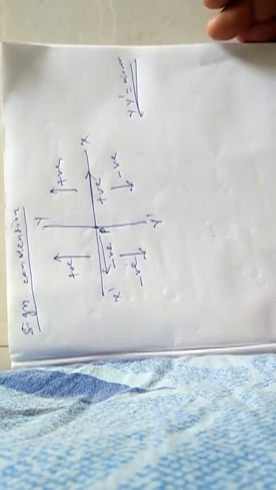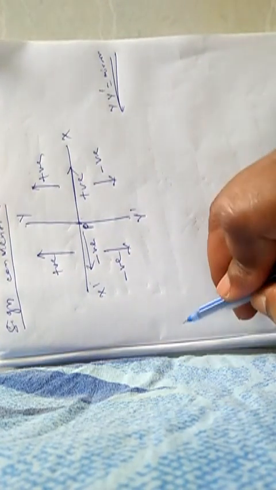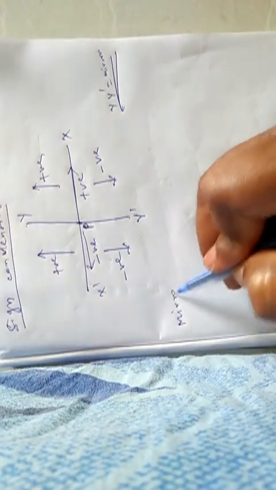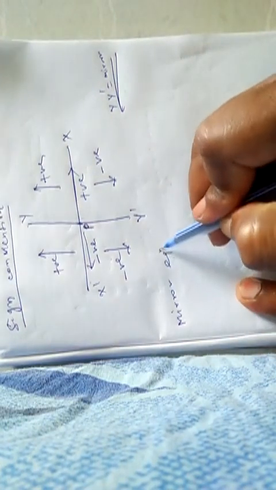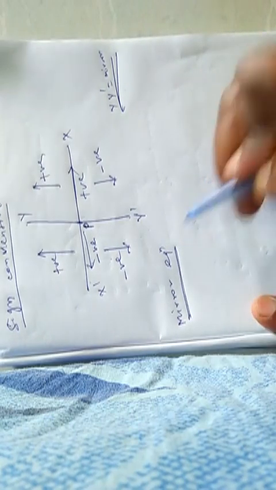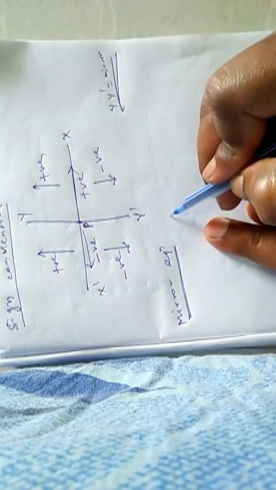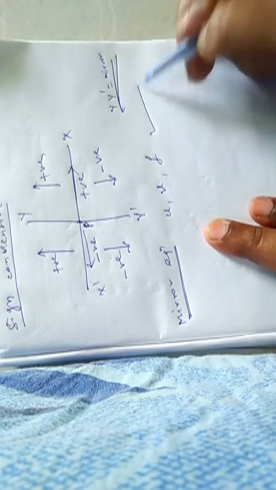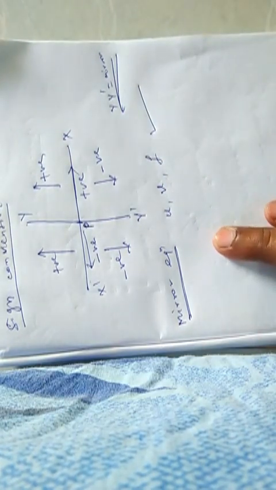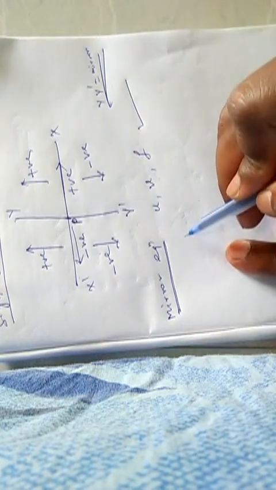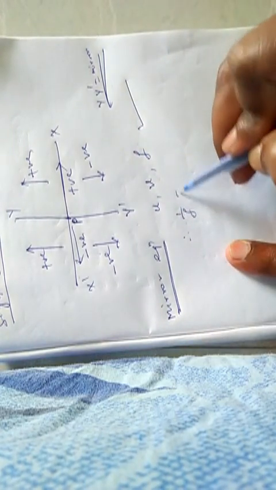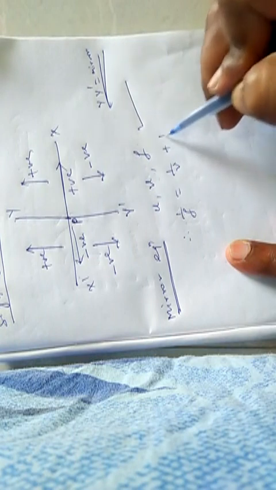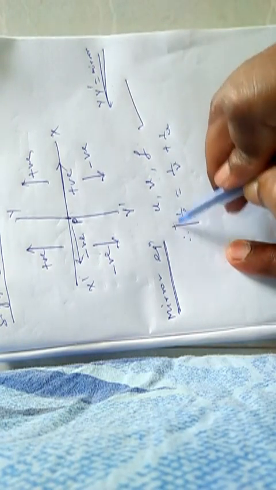So we will derive the mirror equation. A relation among object distance u, image distance v, and focal length f of a spherical mirror is called the mirror equation. And the mirror equation is 1 by f is equal to 1 by v plus 1 by u.